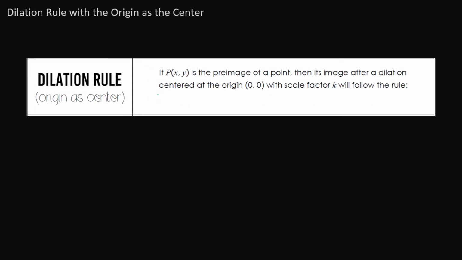When the dilation happens and the origin is the center of dilation, in other words, if P with coordinate (x, y) is the preimage of a point, then its image after a dilation centered at the origin with scale factor k will follow this rule. We're starting with (x, y), and then we are multiplying the x and the y values by the scale factor. So (kx, ky) is your resulting point.